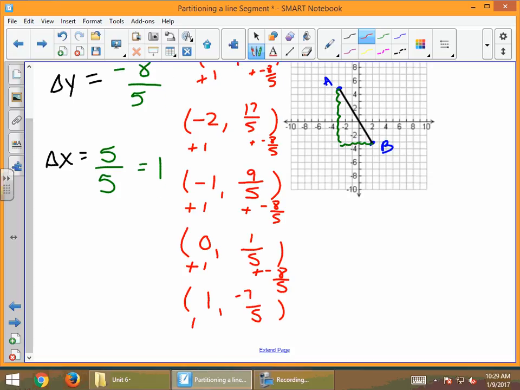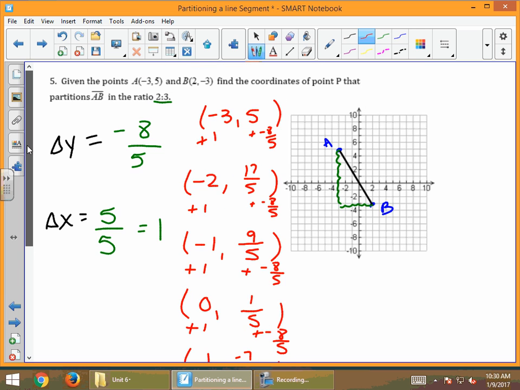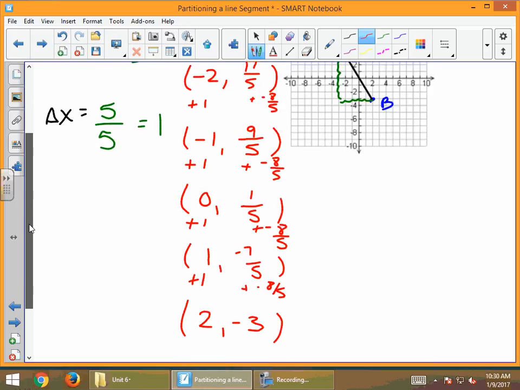Almost there. Plus 1 plus -8/5. 1 plus 1 is 2. -7/5 plus -8/5 equals what? That's it. -3. We reached our second point, (2, -3).